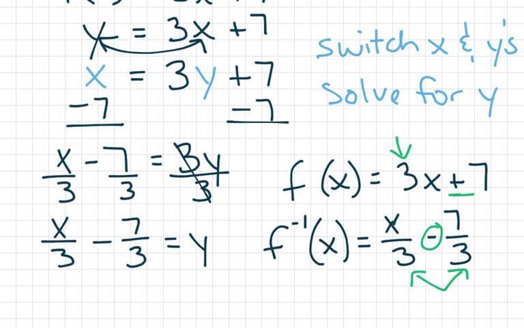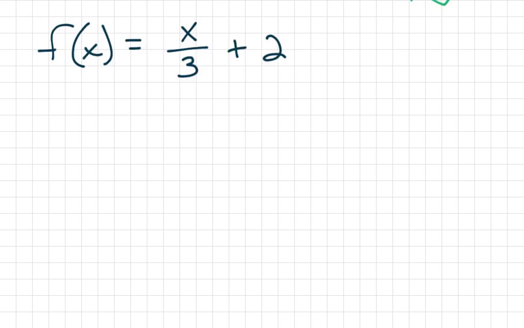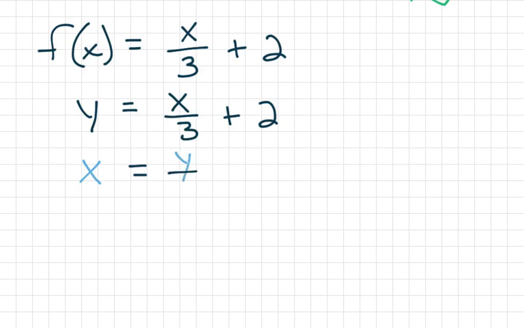So that's a nice basic equation. Let's look at one that's a little bit more involved. Okay, it looks uglier. Process is the same. I'm going to rewrite y equals x divided by 3 plus 2. Then I am going to put an x everywhere there is a y, and a y everywhere there is an x. Oops, I'm going to run out of room. So I switched. Now I'm going to solve.